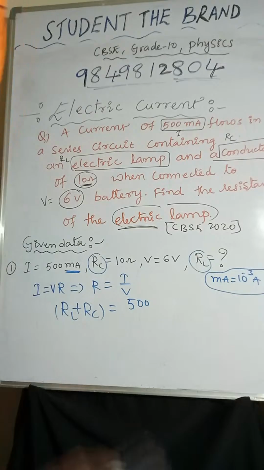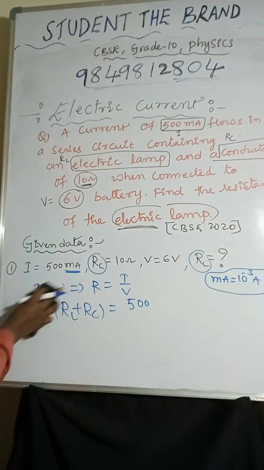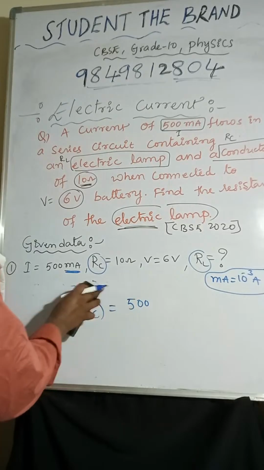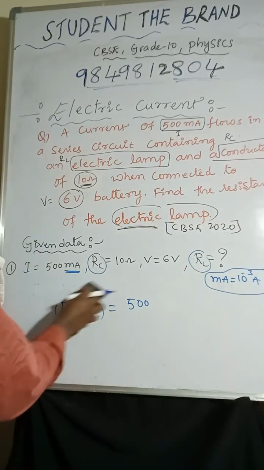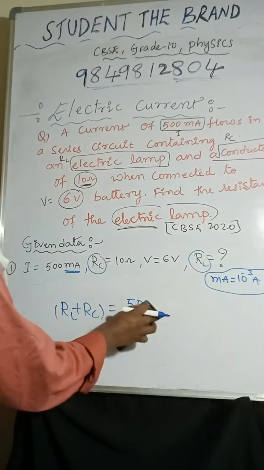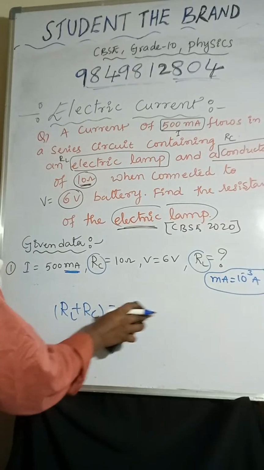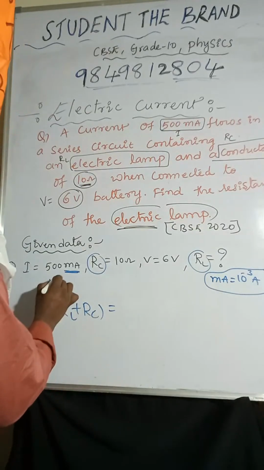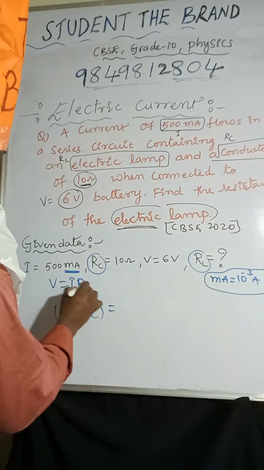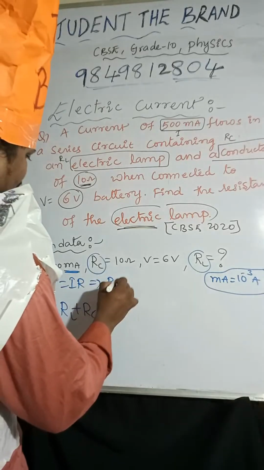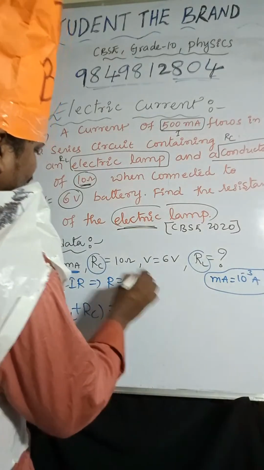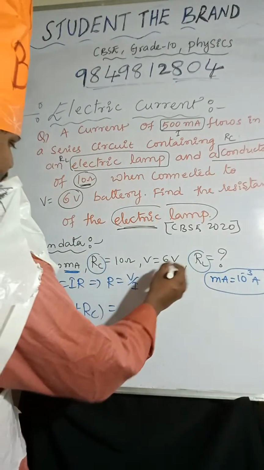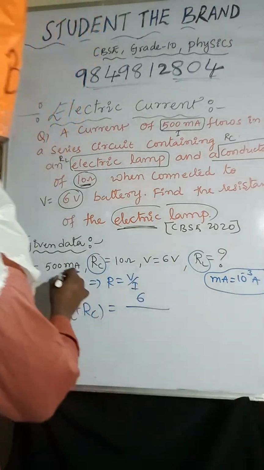Sorry, V equal to IR, right? Ohm's law, V equal to IR. So R equal to V by I. Now R equal to V by I. So V is how much? 6. I is how much? 500.